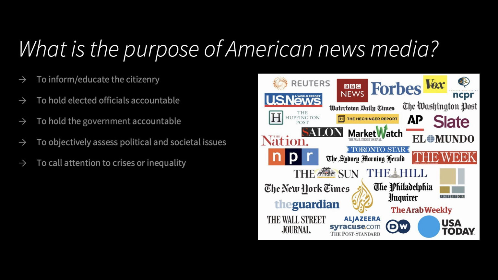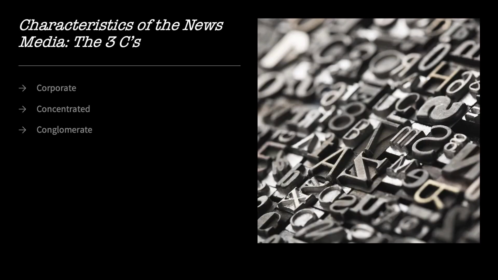And while all of these are great answers that I totally agree with, there's one particular issue that often goes overlooked. And because so much of American news media is privately owned, the biggest objective of American news media is to make a profit. And here's where I want to talk about the 3 C's of the American news media: corporate, concentrated, and conglomerate. Corporate, because most of American media is privately owned. Concentrated, because just a few companies own most media outlets in this country.